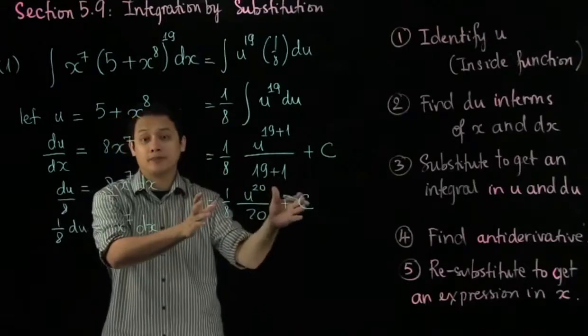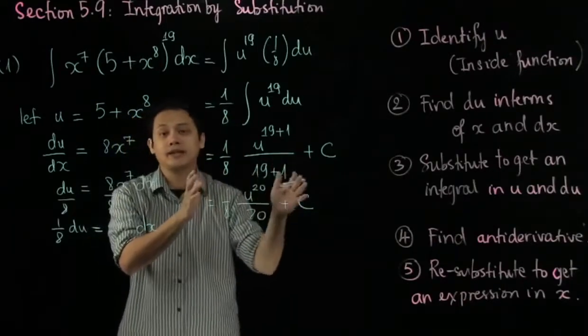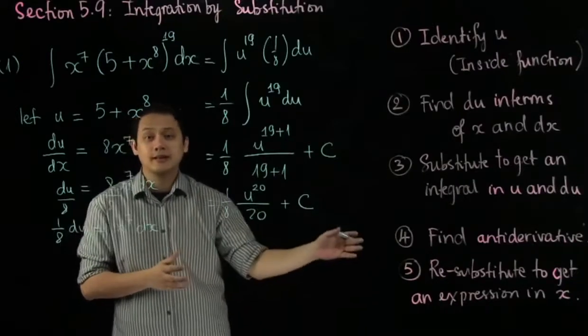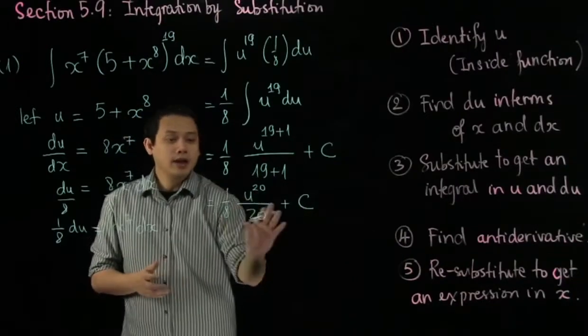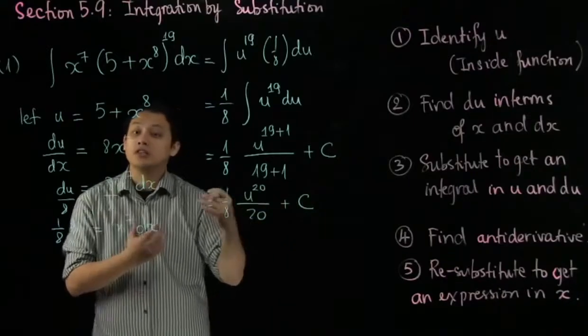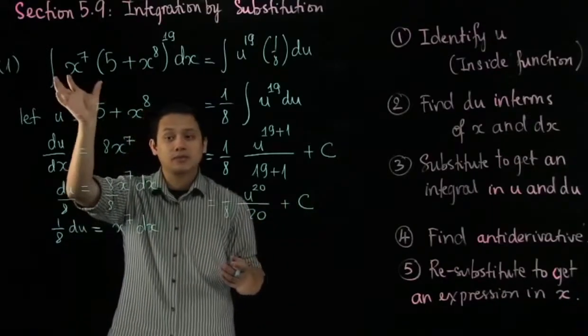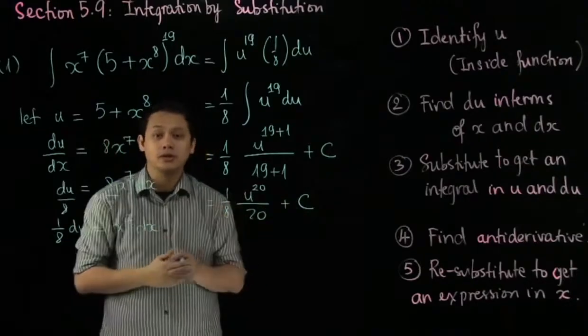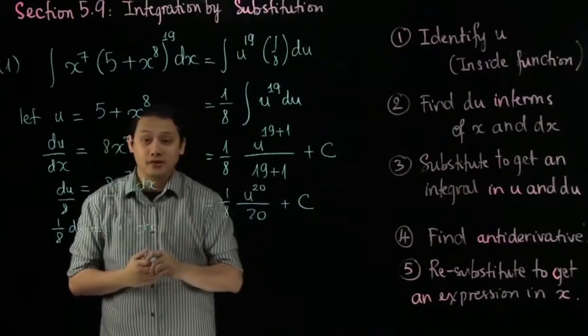So this is step 4. This is the step of finding the antiderivative. Now move on to the last step, step 5. Here, the expression you have is in terms of u, but you started with something in terms of x. You need to resubstitute that into the final answer.